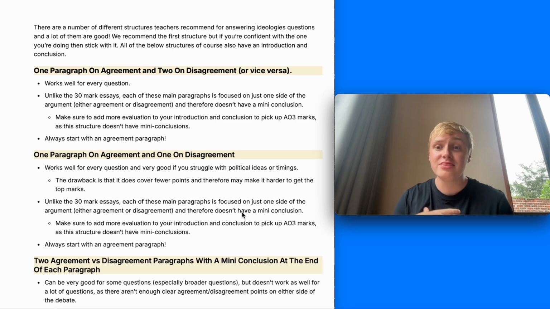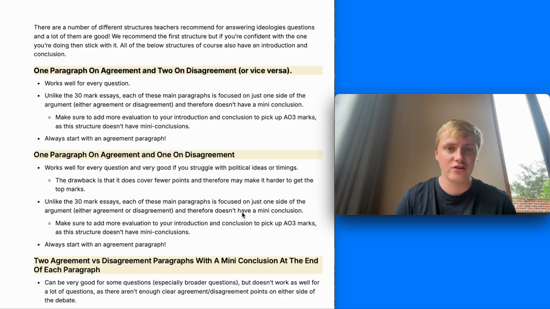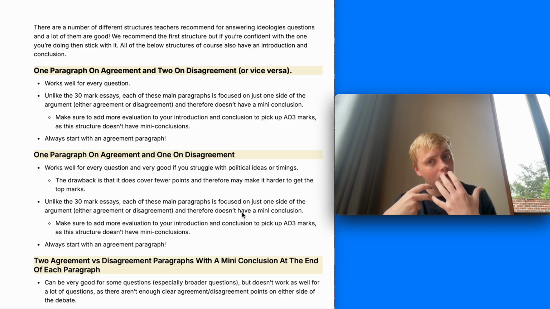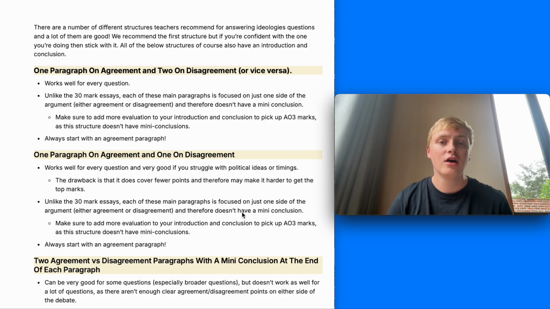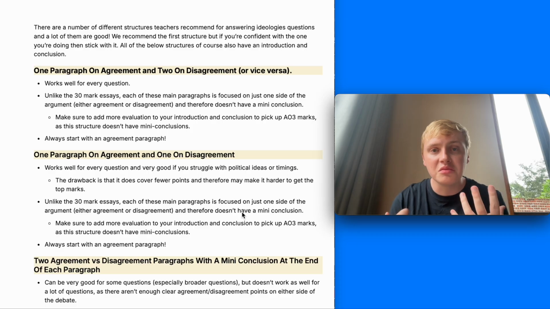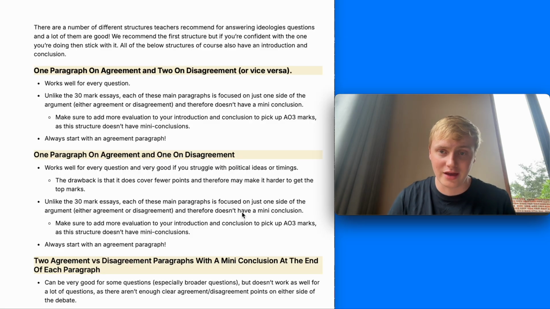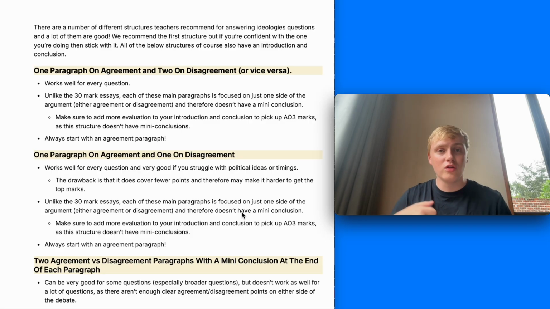So we very much recommend the first structure. I really recommend going with the first structure, as I think it works for every question and comes to a really effective answer to hit those top marks for every question. But the other two are good as well. And if you're confident with one of these, then stick with it. So all of the below, of course, also have an introduction and a conclusion.